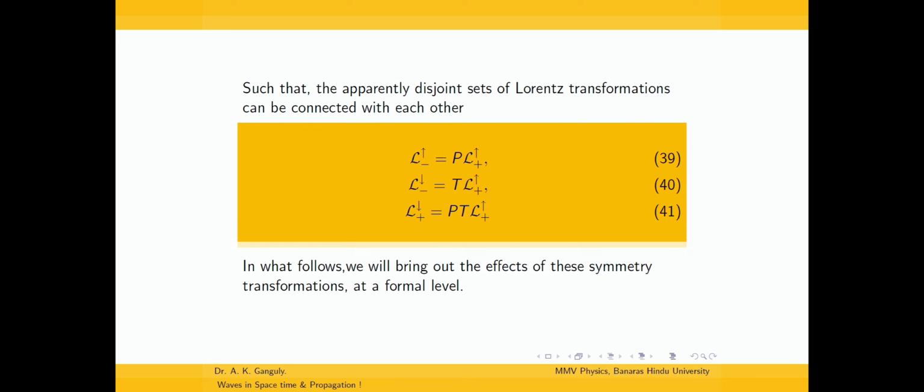And what is interesting is that these four disjoint Lorentz transformations can be connected to each other by multiplying the appropriate Lorentz transformation matrix by either P or T or PT. So, we have the relation that is given by 39, 40 and 41.